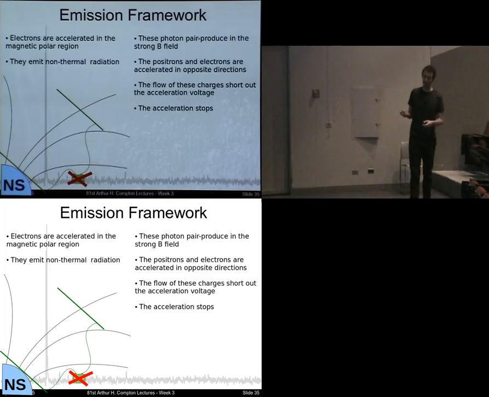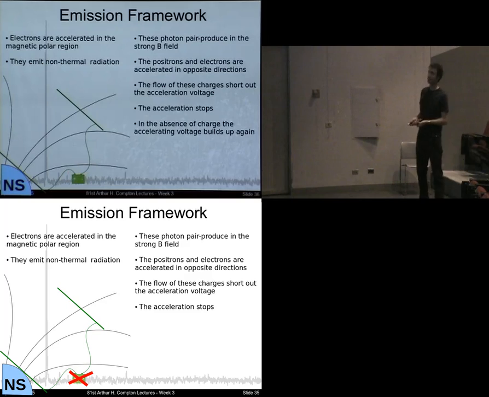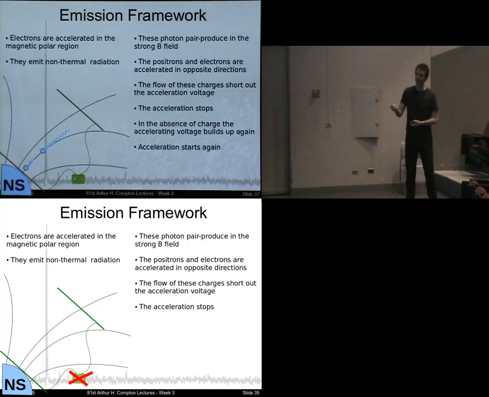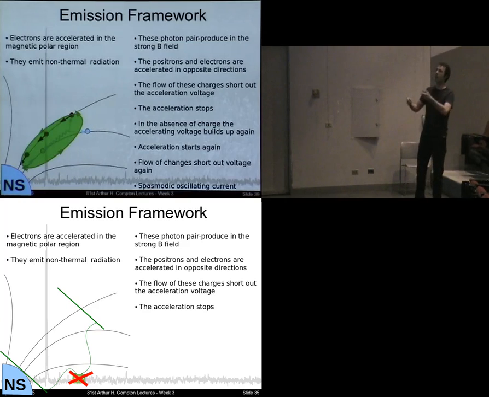But the moment the field gets shorted out, it starts to grow back again. And it starts happening again. The electrons get accelerated, and they make another cascade. And so we get a spasmodic oscillating current.